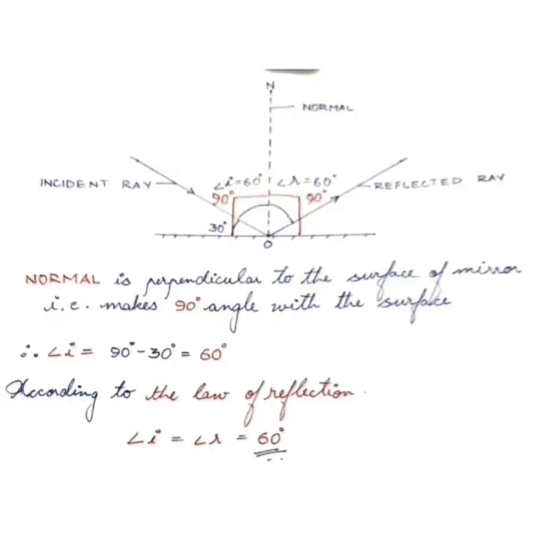Here in the diagram you can see that normal which is falling on the surface of the mirror makes angle 90. The incident ray makes angle 30 with the surface of the mirror, and the angle of incidence will be the angle between the incident ray and the normal. For that you have to subtract angle 30 from angle 90, which comes out to be 60, and this angle of incidence will be equal to angle of reflection following the law of reflection. So both angle of incidence and angle of reflection will be 60°. You can see how I have calculated.